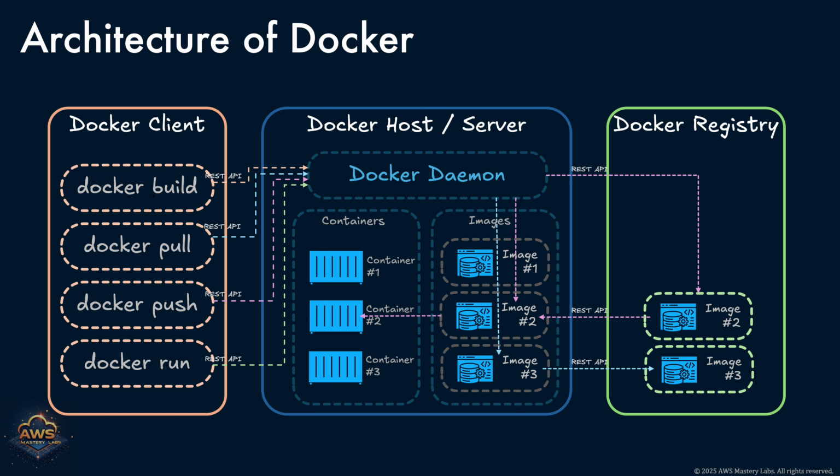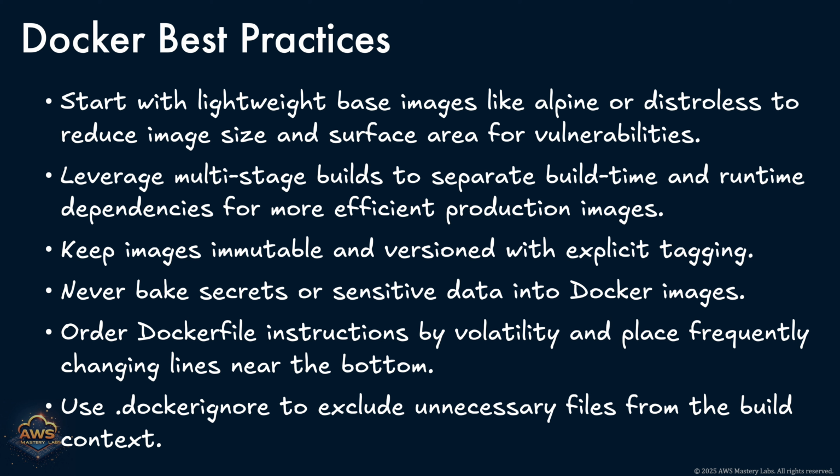And with Docker run, the client asks the daemon to spin up a new container from a specified image. The daemon takes care of creating, starting, and managing that container's lifecycle. This architecture allows Docker to remain lightweight, flexible, and consistent, making it the go-to solution for containerization across local development and cloud deployments alike. Let's walk through some key recommendations that will help you produce production-ready images.